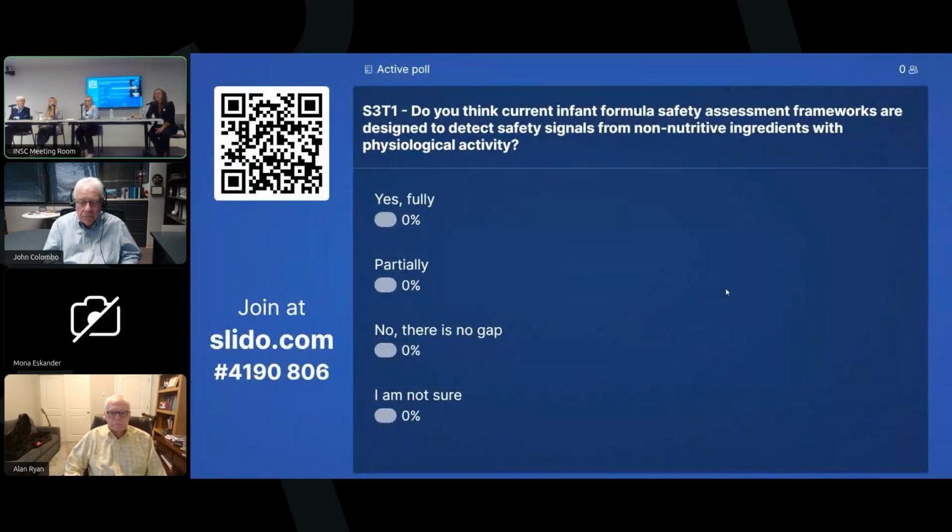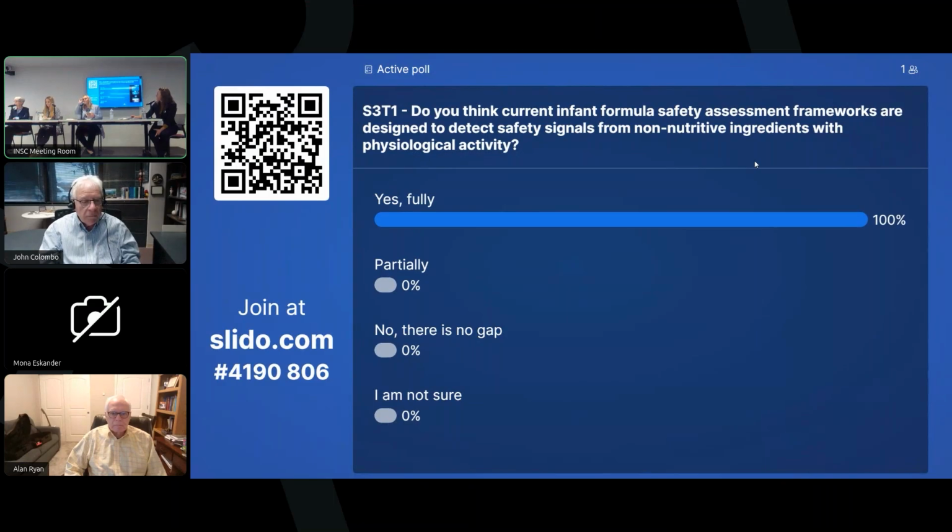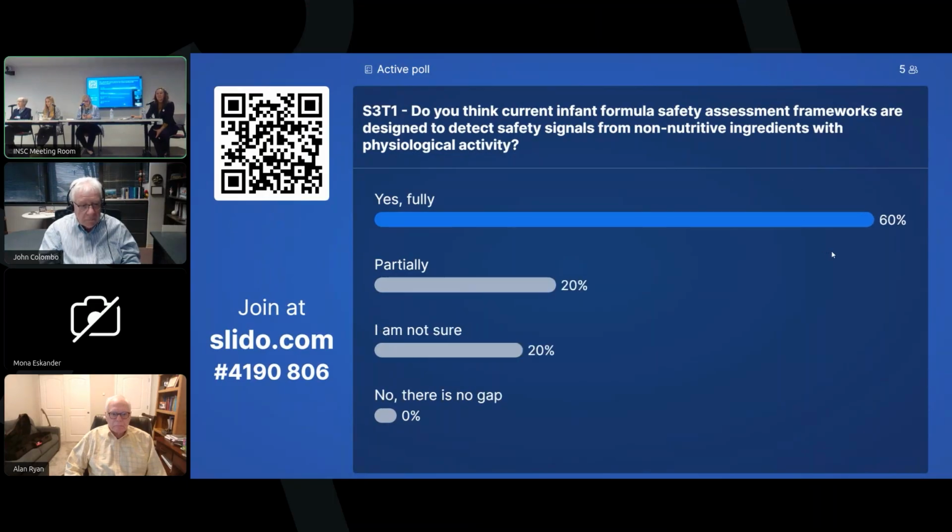Let's get into our first Slido question. This is an opportunity to hear from, of course, those of you in the room, but certainly our virtual audience participants, to answer the same question we're looking at already. Do we think the current infant formula safety assessment frameworks are designed to detect safety signals from non-nutritive ingredients with physiological activity? Wow, so far, quite a response. Okay.